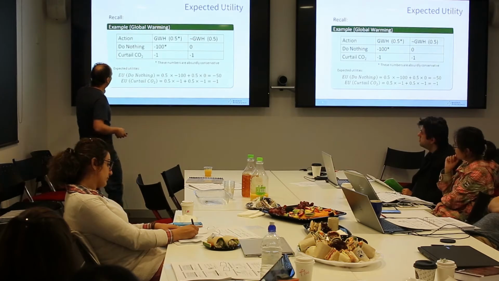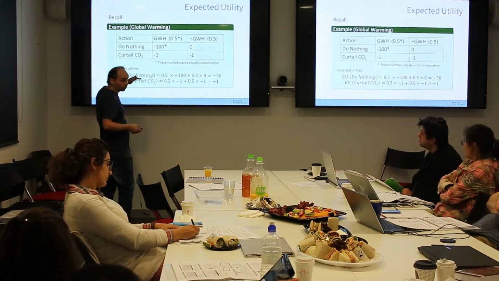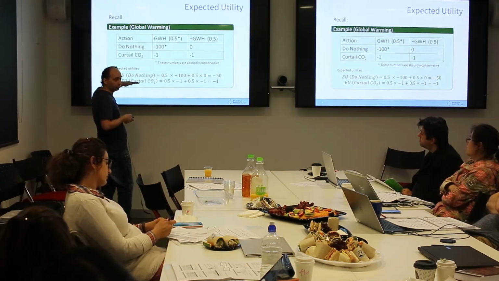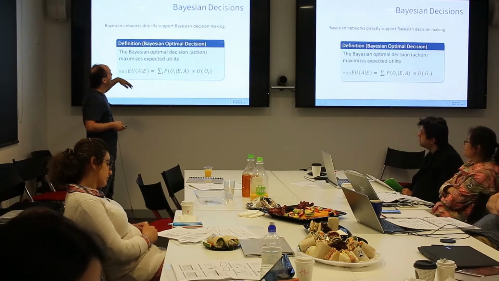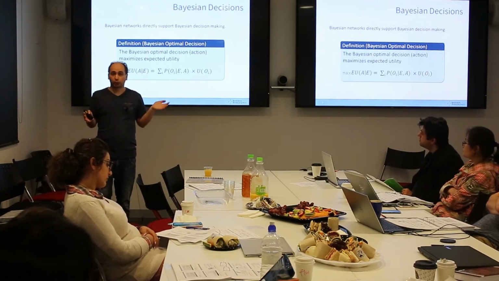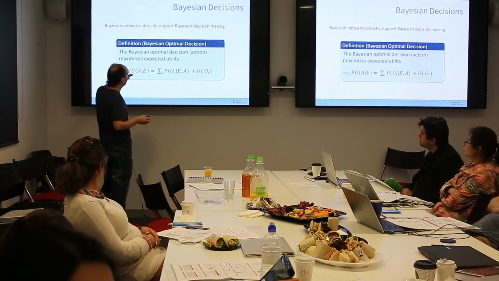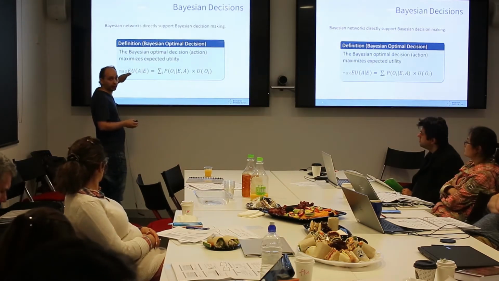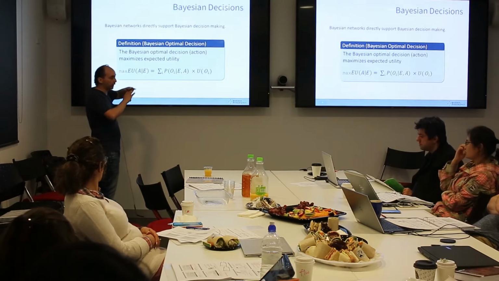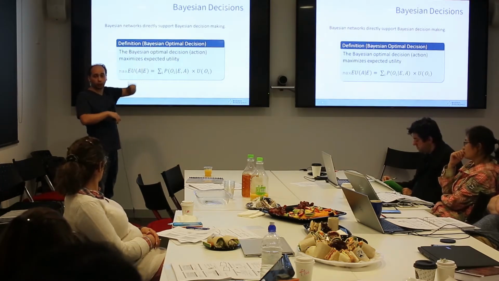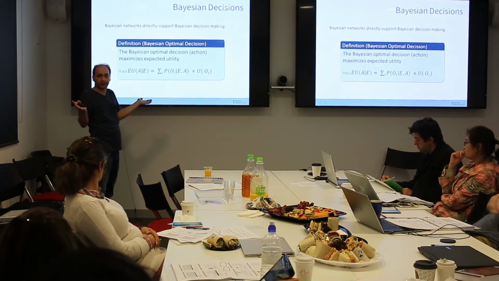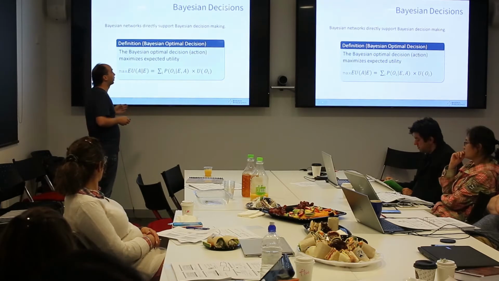So basically there we calculated the expected utility for each action. And the idea behind Bayesian optimal decision theory is that you choose the action which maximizes your utility. So you might have 20 different actions, you go through and search for the one that gives you the highest expected utility. Okay?